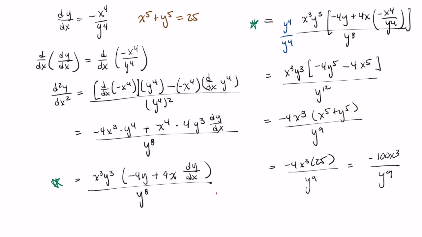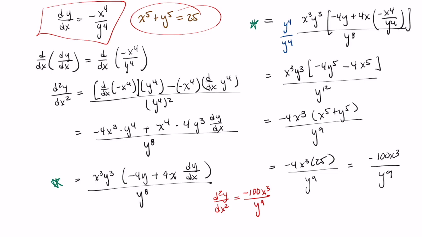So again, what we just found was the second derivative, that's d squared y over dx squared of this original curve. We found that to be negative 100x cubed over y to the ninth power. And we also found its first derivative here. I hope this video has been helpful.